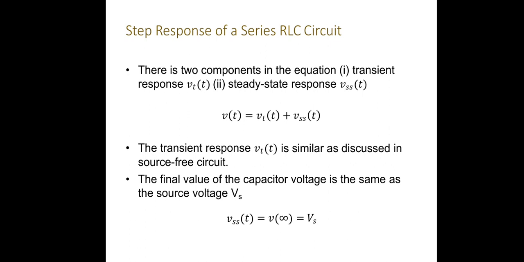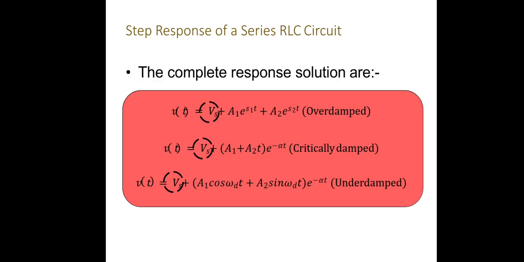The final response of the capacitor voltage is the same as the source voltage Vs. So Vss, the steady state response, which is the final response, Vss of t is equal to V of infinity is equal to Vs. The two responses are taken into account, and that gives the total response of the system. So now this is the steady state response.